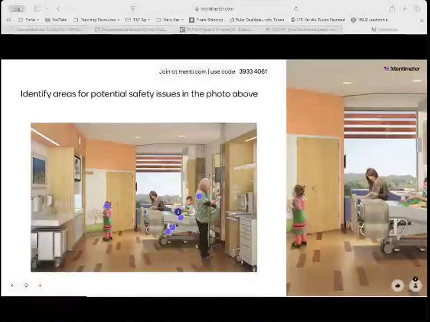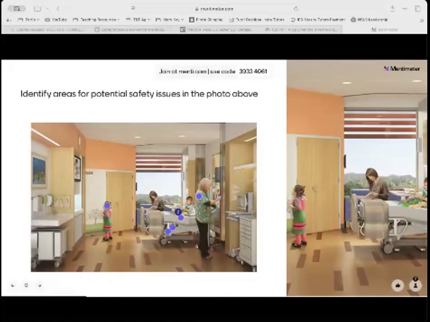We've got sister standing right behind a door. Even the mom's not paying attention. She's over there reading. No clue what sister's up to. What else do we see that's potential issues here?